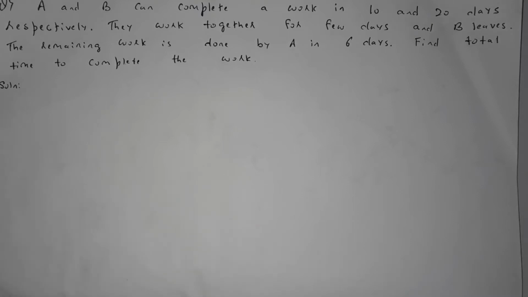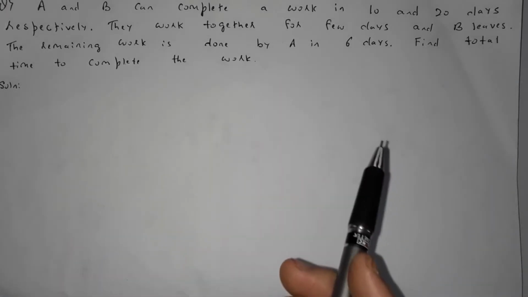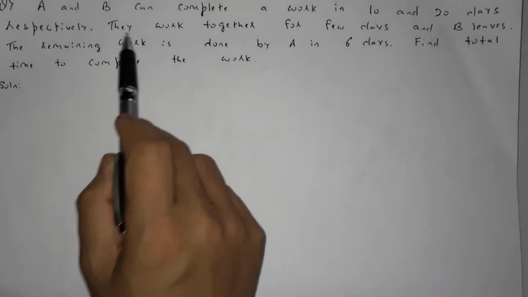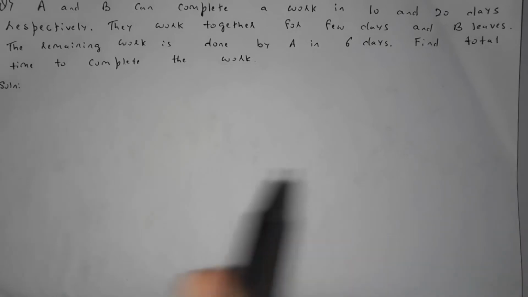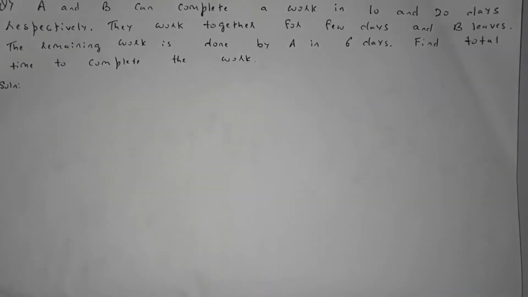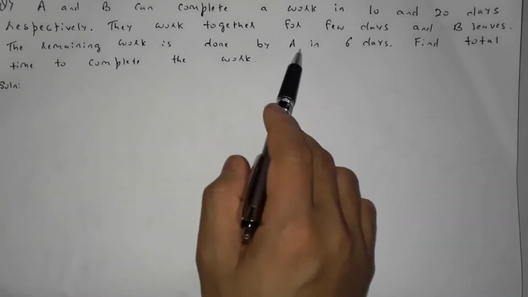Let's say A and B have to build a small house. A can build a small house in 10 days and B can build a small house in 20 days. They work together for a few days, we don't know. And B leaves. That means that after working for a few days together, B leaves. Okay, he left the work and then the remaining work is done by A in 6 days.